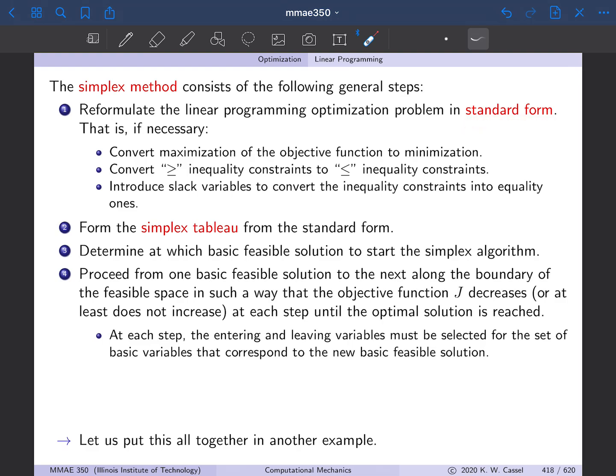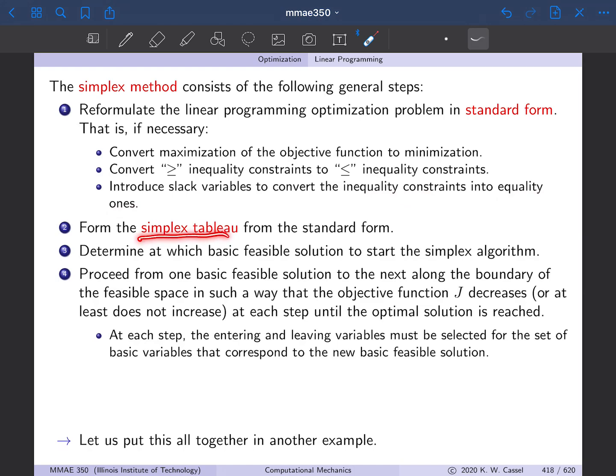There's also a few other subtle things, so we want to make sure it's a minimization problem. So if it is a maximization problem as posed, then we convert it into a minimization problem by just taking the negative of the objective function. Similarly, if we have greater than or equal to signs in the inequality constraints, then we want to convert those to less than or equal to, once again, just multiply both sides by -1 to flip the inequality. And then finally, introduce the slack variables to convert the inequality constraints into equality constraints. So once you've done all that, it's in standard form.